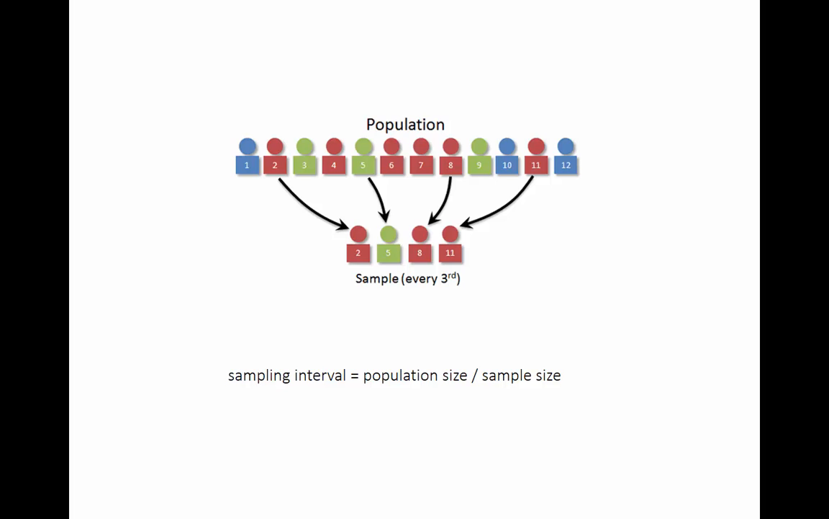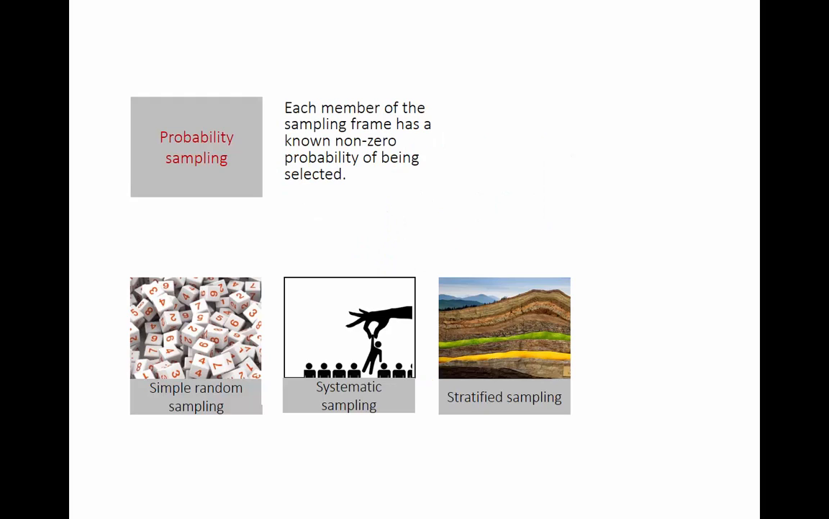Then we can also call it the sampling interval. It's basically: do I sample every third or every fourth or every fifth individual, every tenth individual? That's what we call the sampling interval. And it's calculated in a very simple way. It's really just the population that you have divided by the number of people that you want to have in your sample. So I have 12 individuals here, and I want to have 4 individuals in my sample. So 12 divided by 4 is 3. So my sampling interval is 3. Okay, so that's systematic sampling.